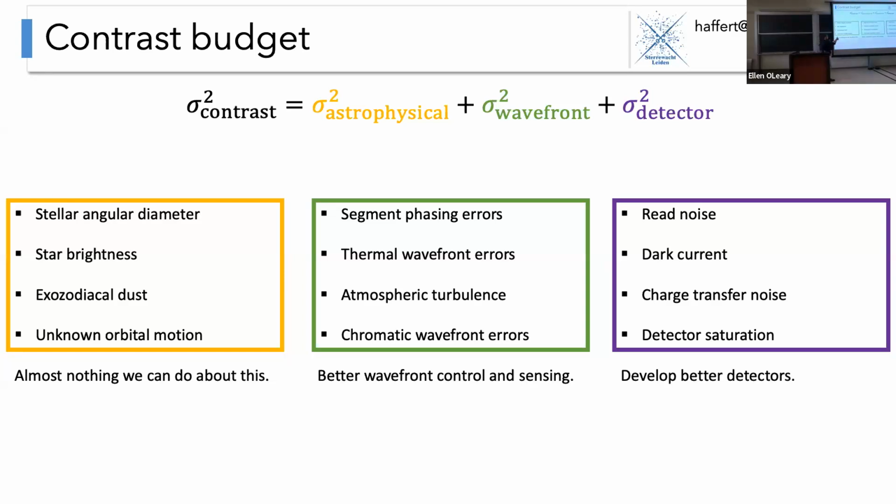For the middle part, we can try to do wavefront sensing and control, and we can try and improve the performance, or we can improve the stability of our instrument. And on the last part, we can try and develop better detectors. But we're slowly hitting the limits of what detectors can do for us, because we're now hitting the limits where we can do single photon detection. And when you can do single photon detection, there's very little you can still gain, because we're almost at the actual limit.